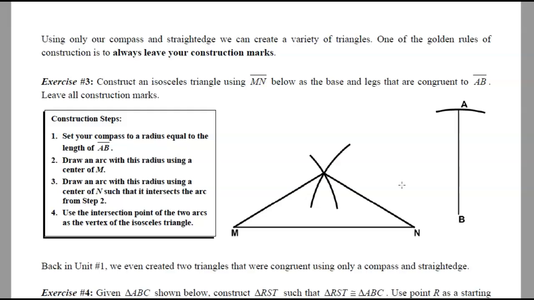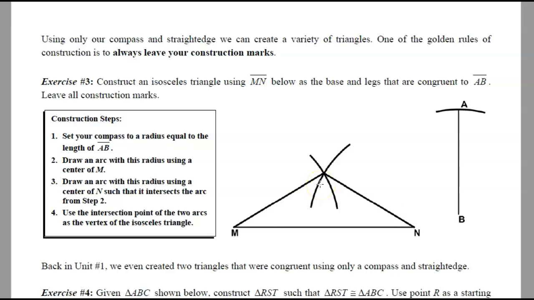This one I think was done with M first. And you make an arc from M. So this arc here that I'm pointing to in the diagram. That arc is formed by a compass point at M with segment length AB. And then we flip the compass over to N and do the same thing.